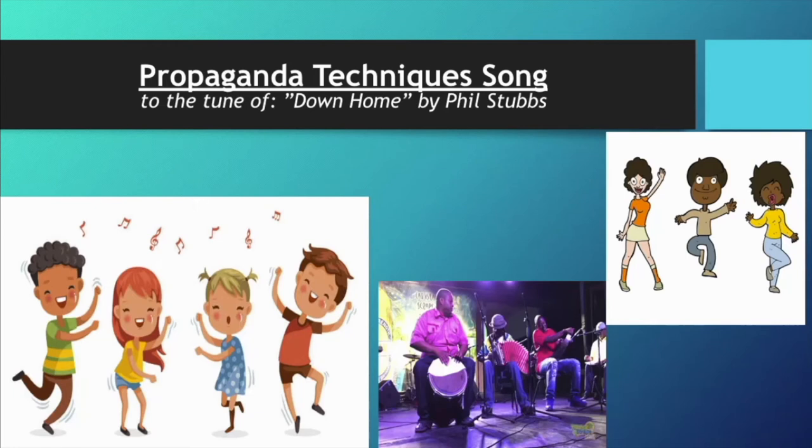Propaganda techniques and reading. Authors use them to persuade you.